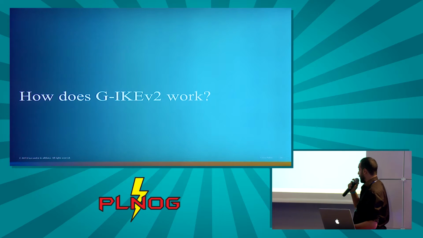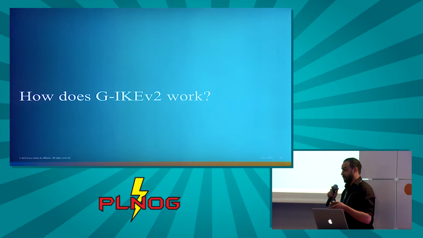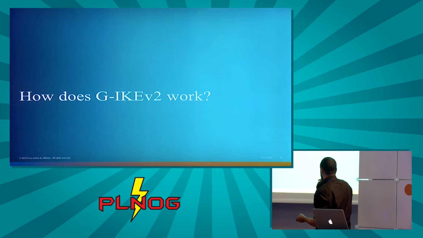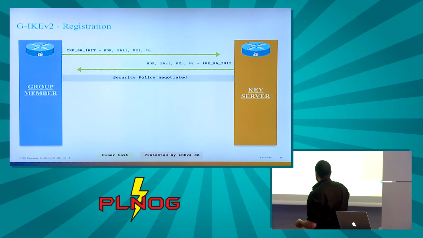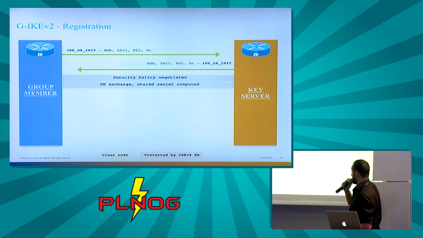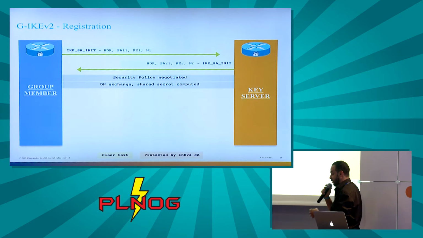So how does it work, and how do we manage to come from 10 messages down to only 4? The idea basically is that we compressed the exchange a little bit. We start with the IKE_SA_INIT, where we negotiate the policy and perform the Diffie-Hellman exchange. If you recall, before it was done in 4 messages, now we do it with only 2.